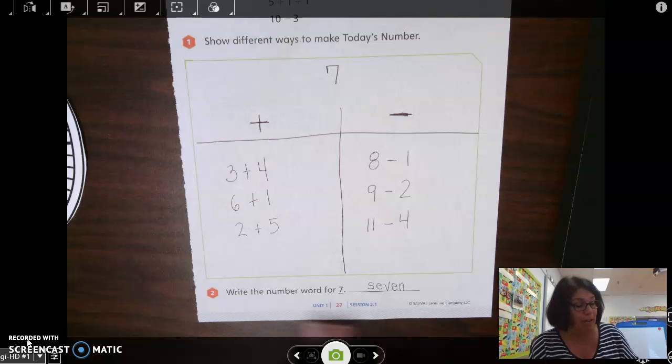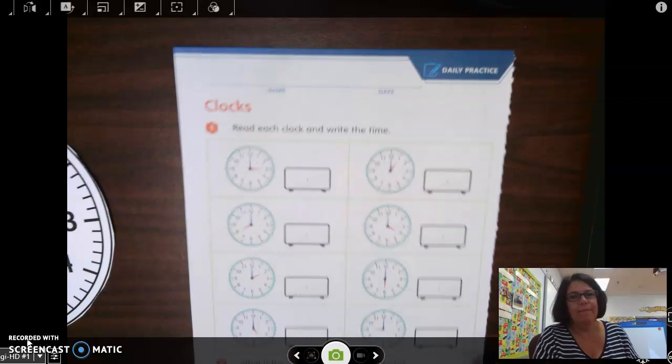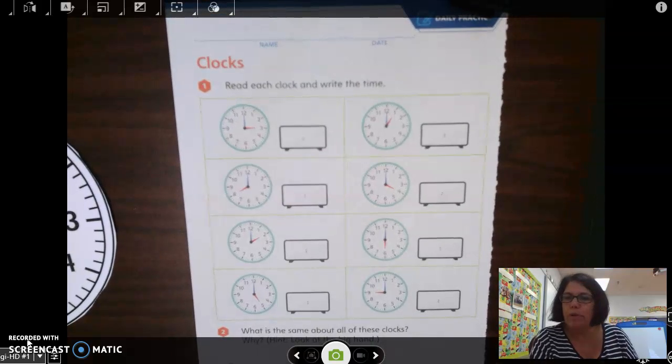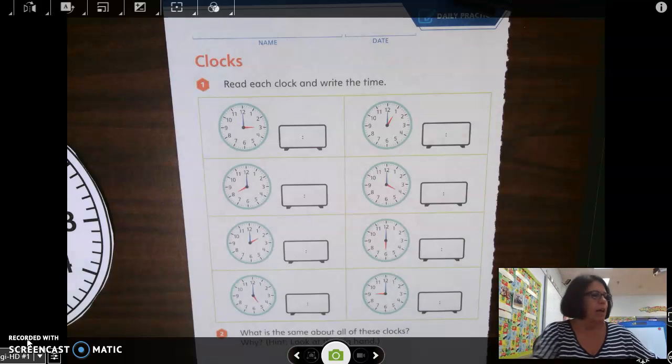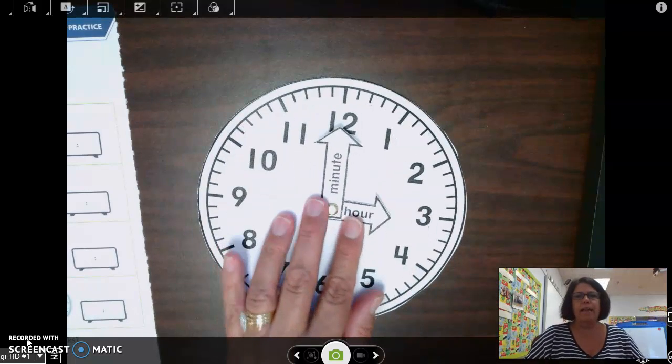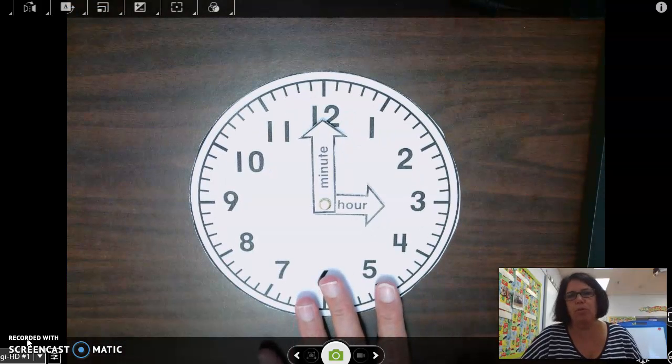Now we're going to complete page 28, which is about clocks. You can see that there's a whole bunch of analog clocks, and you have to write the time in digital. Before we do that, I want to make sure we go back over the times that we did in our first video. So let's take a look at our clock. Let's start back here at 3 o'clock. This is the first time we started with, remember? We had the big hand on the 12 and the little hand on the 3, or also known as the minute hand on the 12 and the hour hand on the 3.